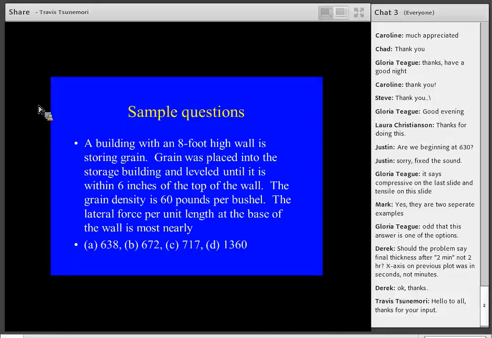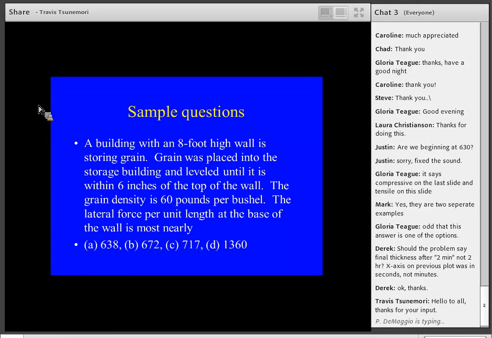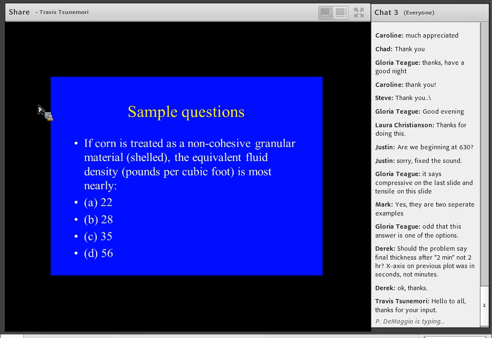Okay, so when in doubt, when you have an answer that is close, go with the one that is most nearly that number. So it would be B, 672, since our answer was 675. You can check your math, check your units, make sure you've got those straight, just in case you had a different answer. But in this case, it should be B, 672.